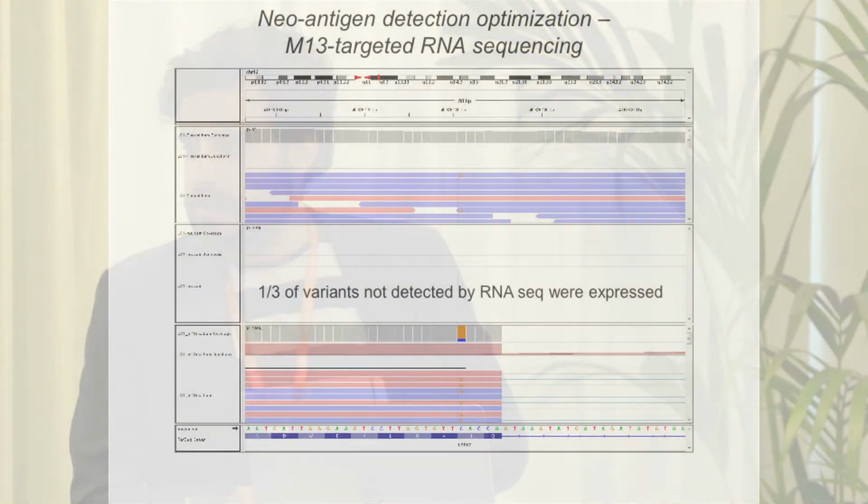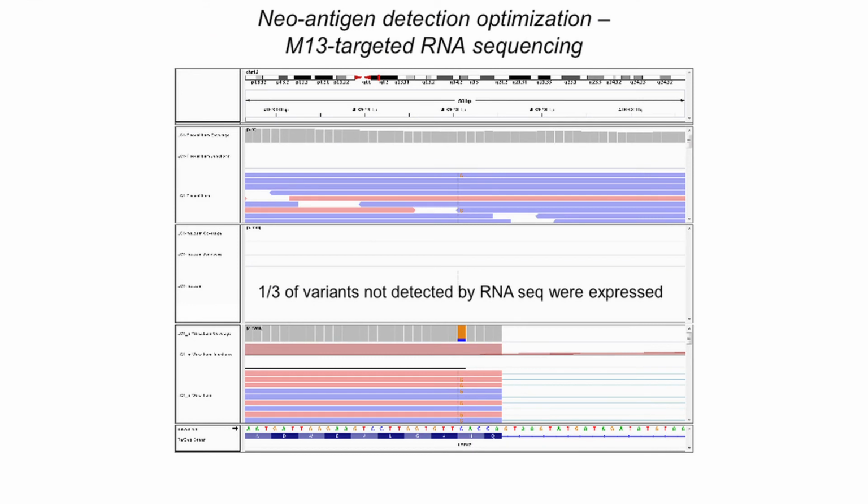So we wanted to see for how many non-synonymous somatic mutations there was actually RNA in the cells that was not being detected by total RNA sequencing. For that, we did amplicon RNA, or cDNA, sequencing. So we designed M13-tailed libraries around the non-synonymous mutations for this patient. And what we saw is that one third of the variants that were not detected by RNA sequencing were indeed present in the cells. They were just not detected by the total RNA sequencing approach.